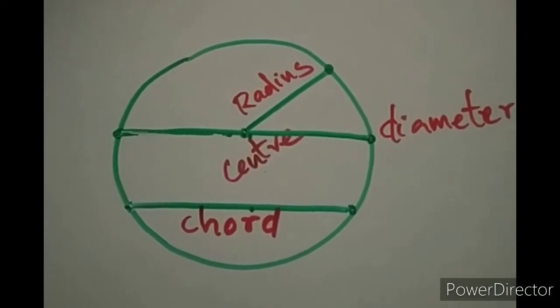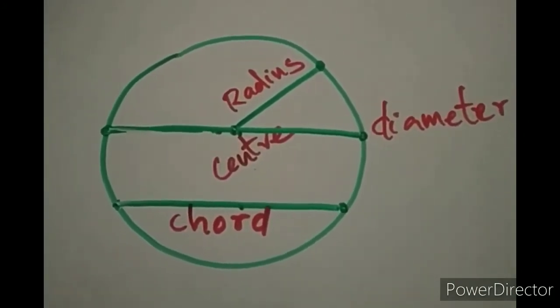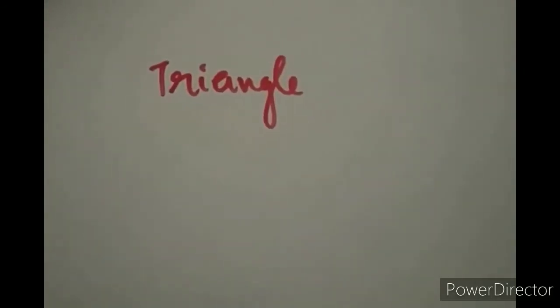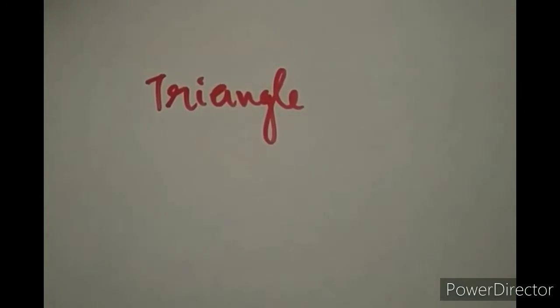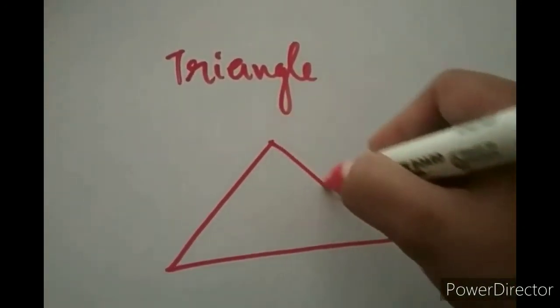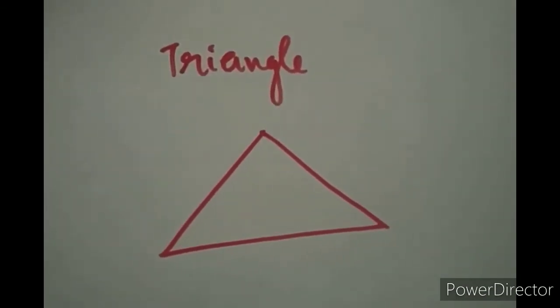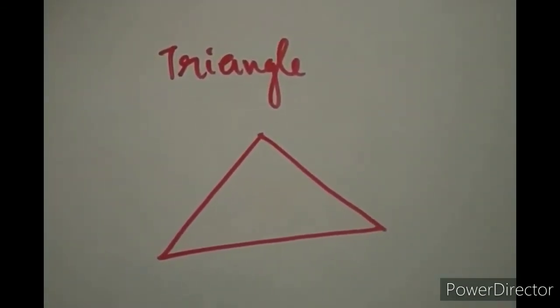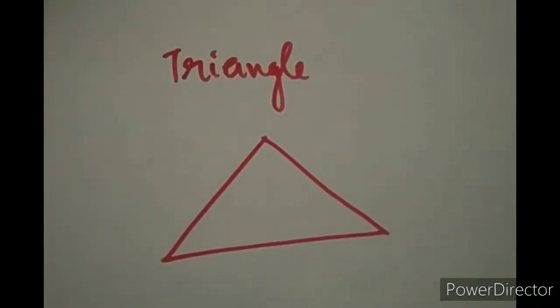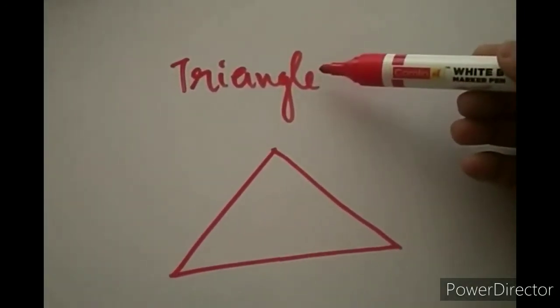So a diameter of a circle is a chord which passes through the center of a circle. Now let us learn about triangles. So what is a triangle? A triangle is a polygon with 3 sides. See, this is a closed figure formed by 3 line segments. So this is a polygon, and we will call a polygon with 3 sides a triangle.